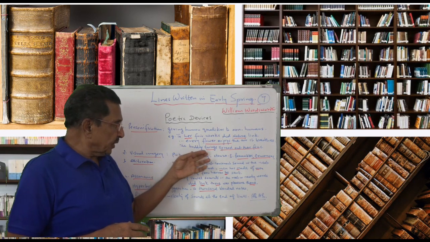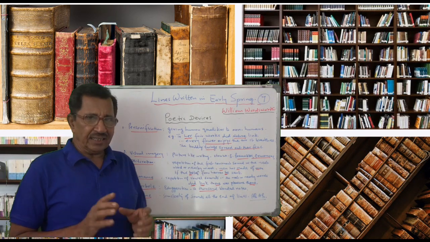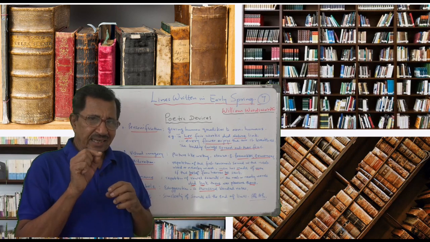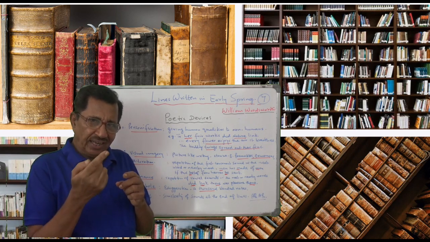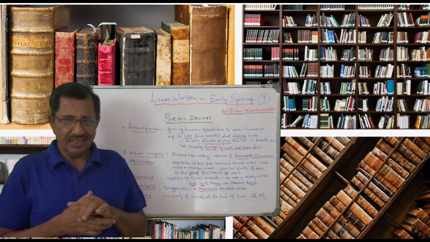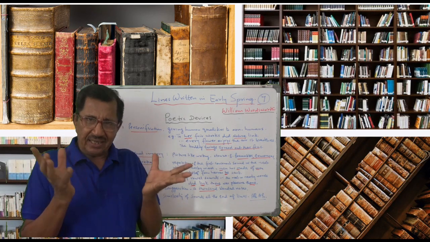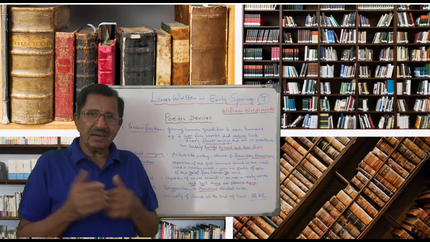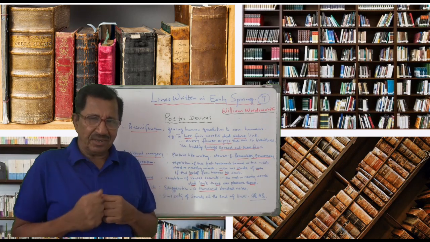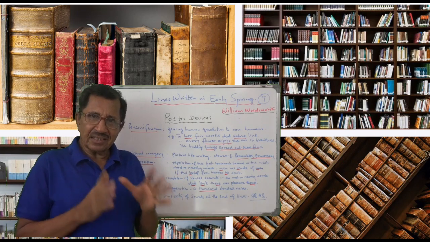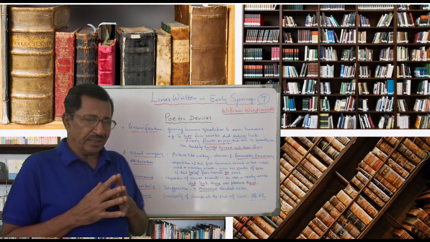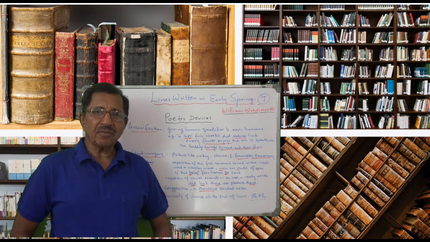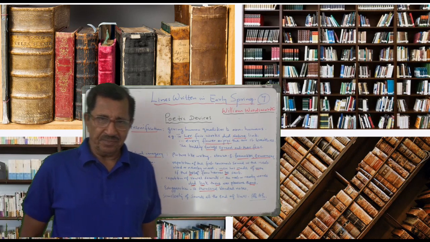"The budding twigs spread out their fans." The tender branches spread out their fans, tender leaves. So that is again spreading. It is an action done by humans, but here it is done by budding twigs. So that is an example for personification in the poem.